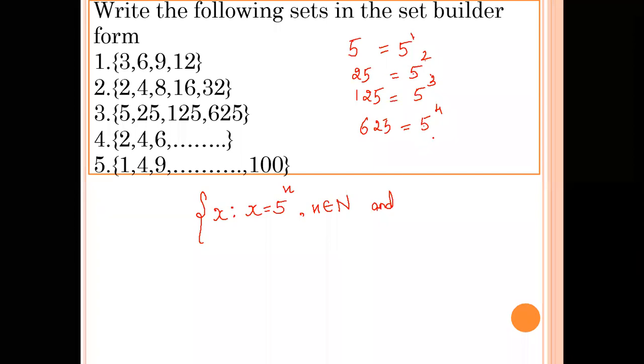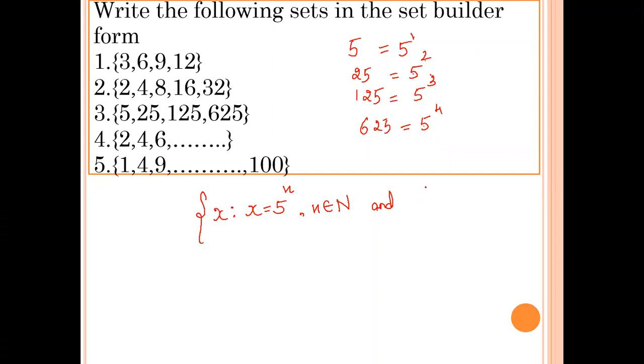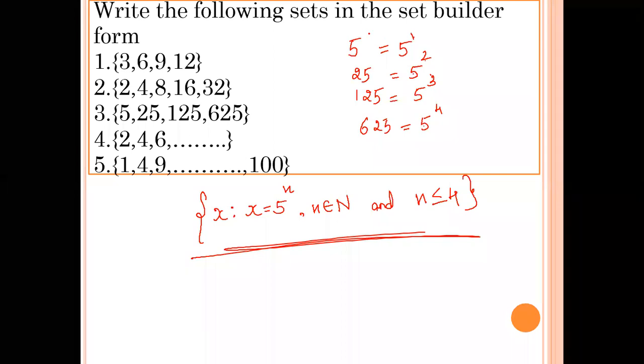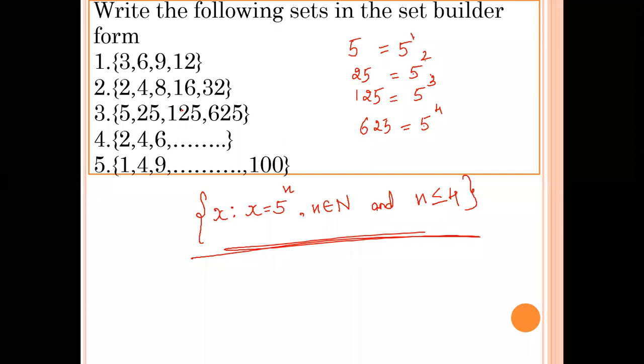Should we include all natural numbers or only a few? Only some natural numbers. If we have to take some natural numbers, you have to specify till where I have to take. Till 4. Yes. So n should be less than or equal to 4. So this is your answer. Did you understand, students? Can we move to the next one?